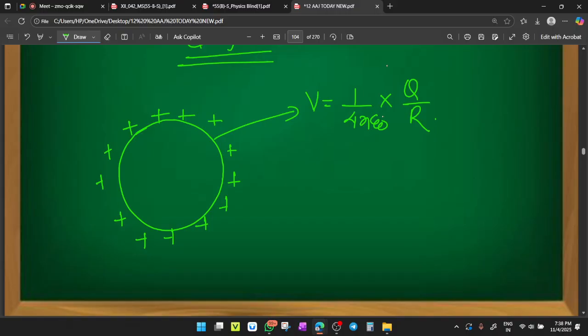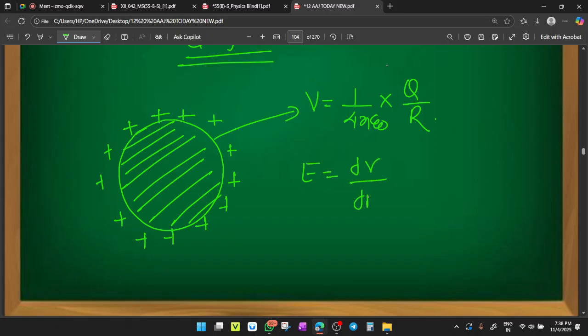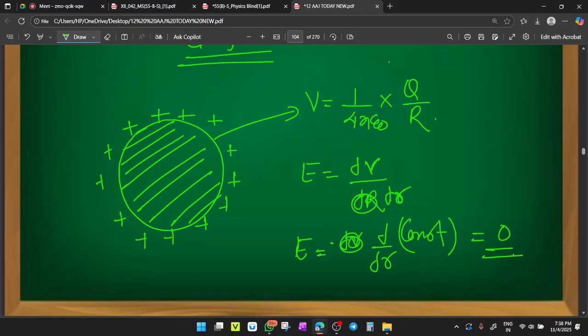Clear? Q is the total charge, and the potential is constant throughout. Everywhere the potential is constant. Now E is equal to minus dV by dr, where r is the small r. The value of potential is constant as it is an equipotential surface, and the differentiation of a constant becomes 0. So the electric field here is equal to 0.